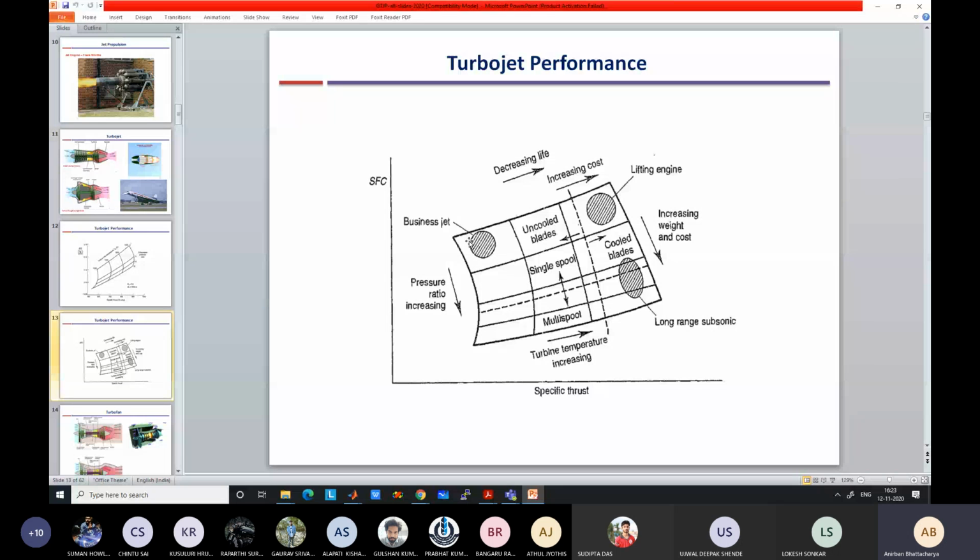Okay, but what it will do, you can go towards less sophisticated blades with less costly materials and less complicated design, single spool design. So initial aircraft cost will be much lower for these business jets. There are other types of aircraft.